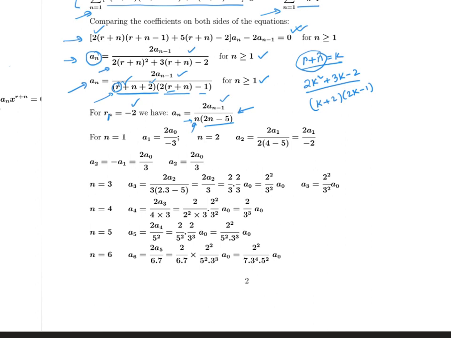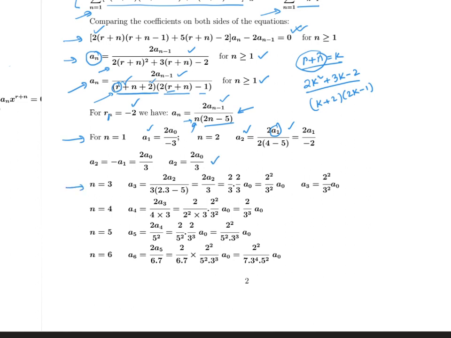Now we have to do it for n is equal to 1, 2, 3, 4, 5, 6, etc. So for n is equal to 1, what do we get? You plug in n is equal to 1, right? So this is what we get. A1 is equal to 2a0 over negative 3. For n is equal to 2, you get a sub 2 is equal to this. Remember, a1 you already found in the last part, so you go ahead and plug it in. If you simplify it, your a2 becomes this.